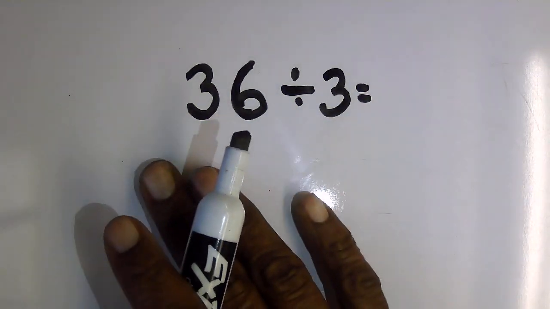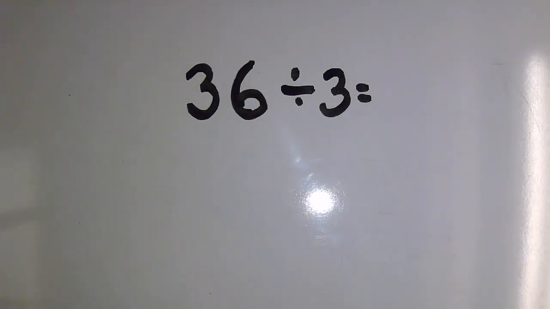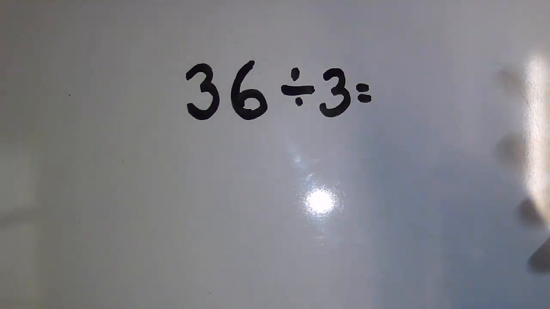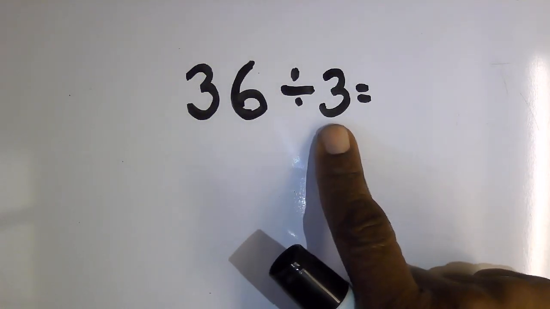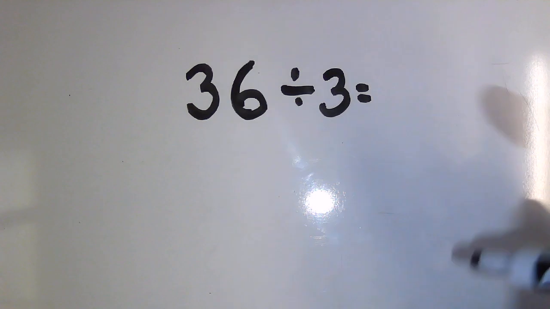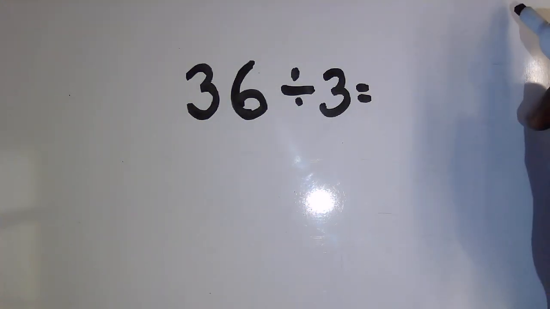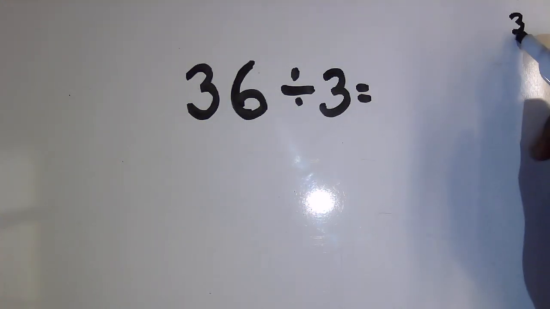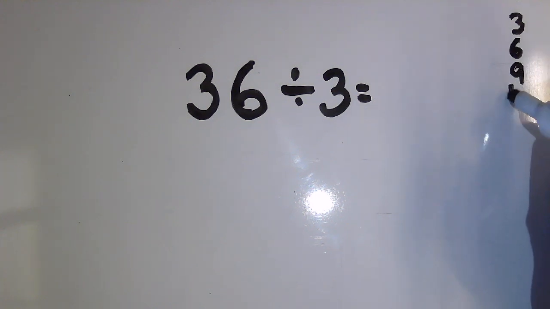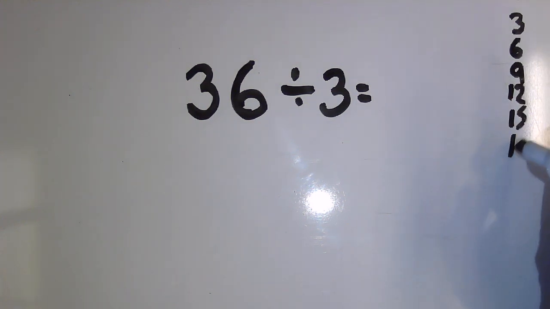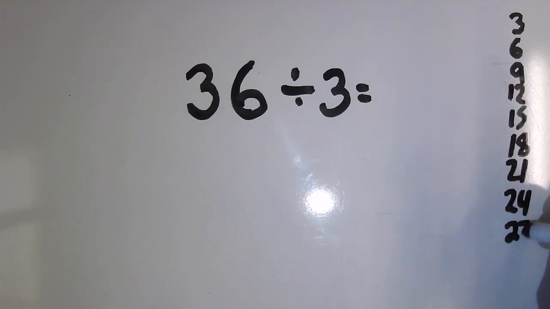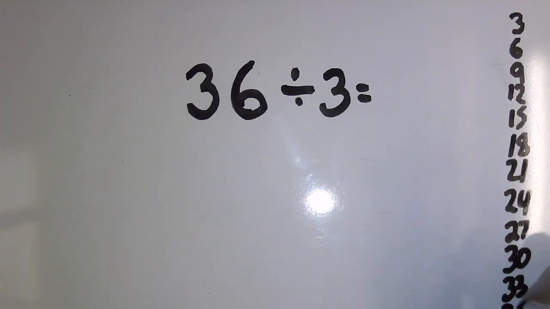Okay. So 36 divided by 3. And we're dividing by 3. That's our divisor. So again, we're going to do our multiples of 3. 3, 6, 9, 12, 15, 18, 21, 24, 27, 30, 33, 36.